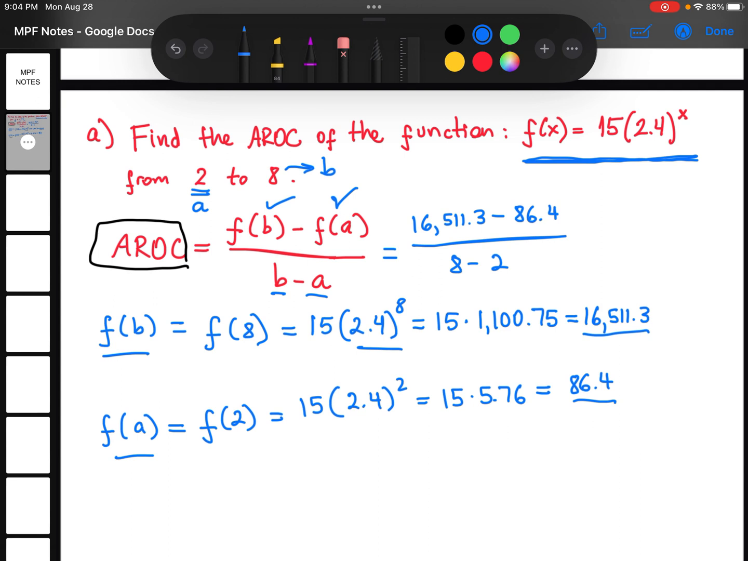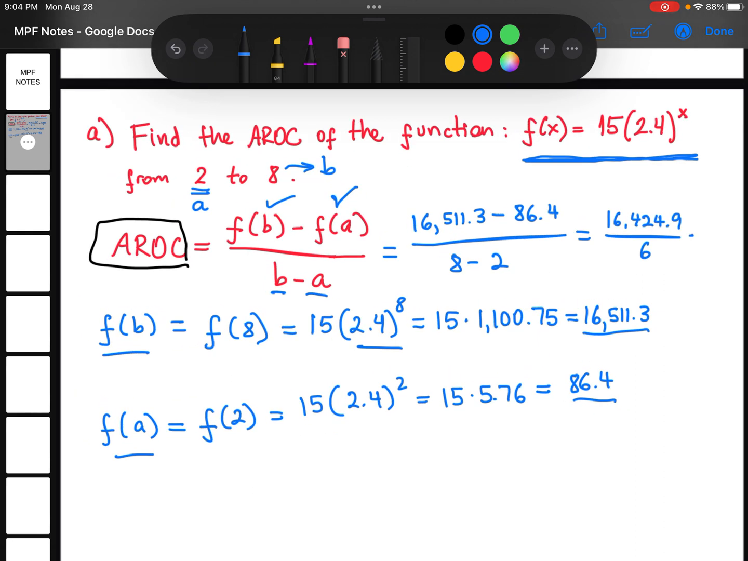All right? So now we just have to do the operations as you see. No big deal. And let's see what we get. I'm making the calculations. That's why I'm taking a little bit longer. So what you have here is 16,424.9 divided by 6. And the answer in this case is 2,737.5. Let's round it to one decimal place.